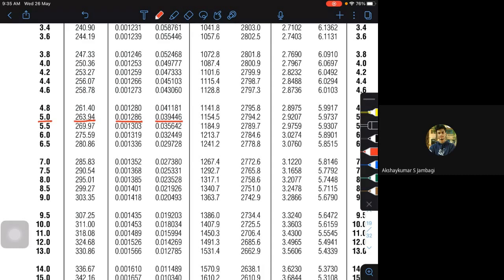Then the corresponding value of the enthalpy of the liquid, enthalpy of the vapor is 2794.2, then entropy of the liquid, which is 2.9207 or 2.9206, doesn't matter, then 5.9737 or 5.9735. So only in the second or third decimal, some numbers vary by 1 or 2. Other than this, that is how you have to get it from the steam tables.